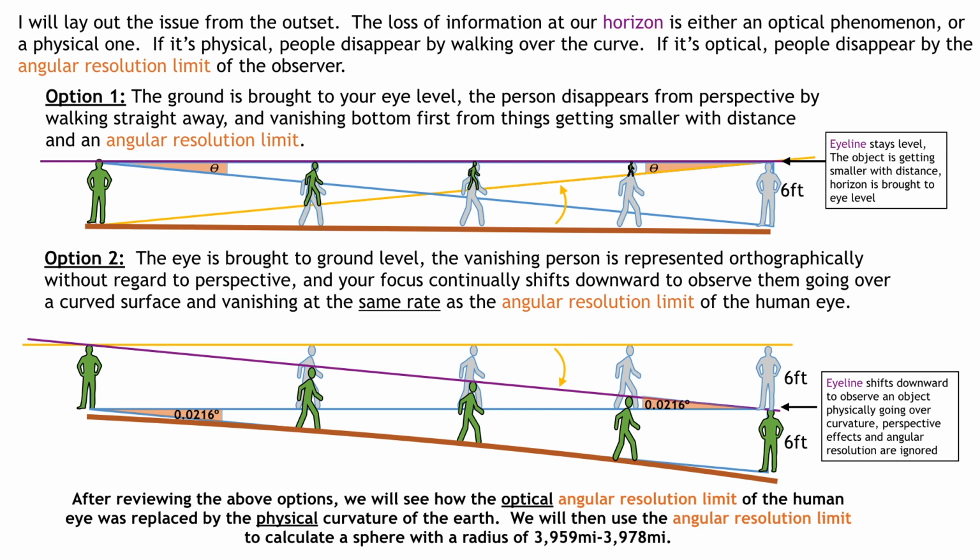Again, just to review, these are our options here. Either the ground rises to eye level, or you bring your eye level to the ground, and we will, in the end, find an angle which they utilized to derive the radius of a sphere using the angular resolution limit of the eye, and we will derive a radius for this sphere at 3,959 miles to 3,978 miles.